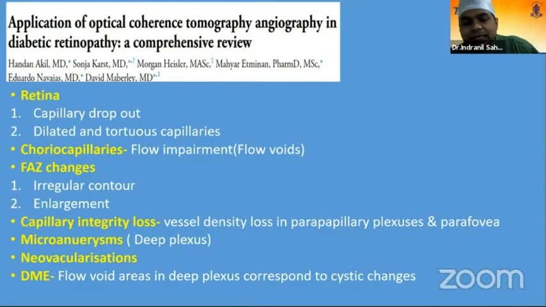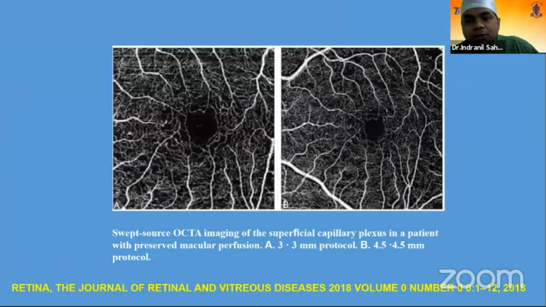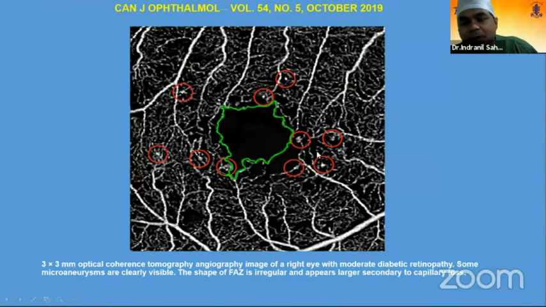The DME is seen as flow void areas in the deep plexus corresponding to the cystic changes. Let us first see a normal to understand the abnormal. This is an enlarged view of the foveal avascular zone, as you can make out the anatomy so well here. This is followed by an affected patient where the red marks the microaneurysms, which are seen as those dilated tufts. You can appreciate how the foveal avascular zone is so enlarged and distorted, suggestive of ischemia in this patient.